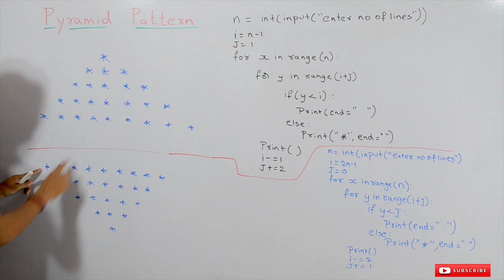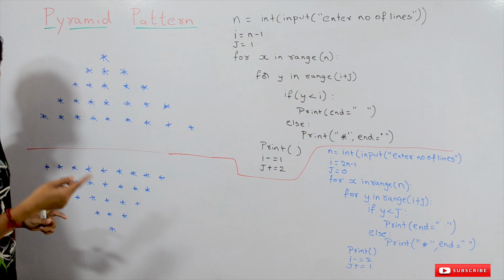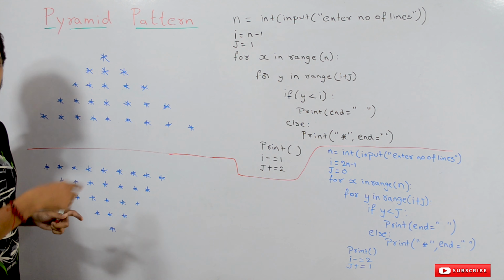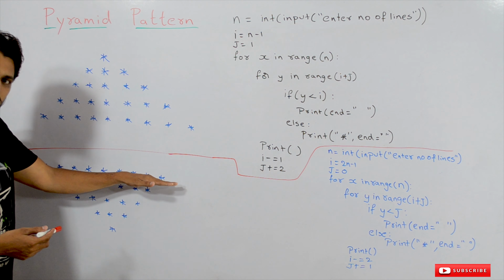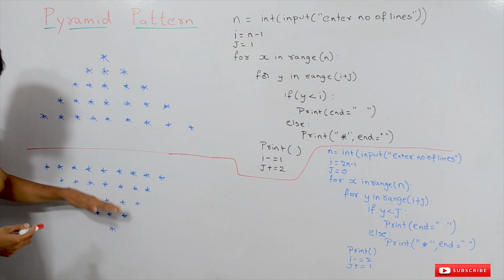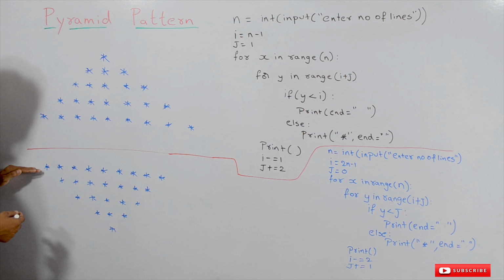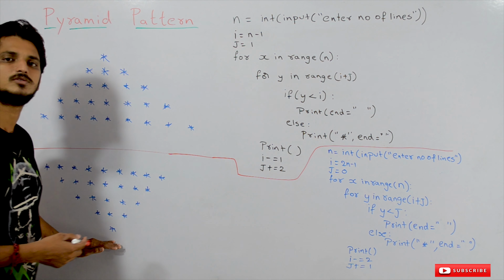Initially, how many stars? n is equal to 5, total 9. n is equal to 6, total 11. n is equal to 7, total 13. Means 2n minus 1 stars have to be displayed in the first line. Next minus 2, next minus 2, next minus 2, and so on. Initially 0 spaces, 1 space, 2 spaces, 3 spaces, 4 spaces.